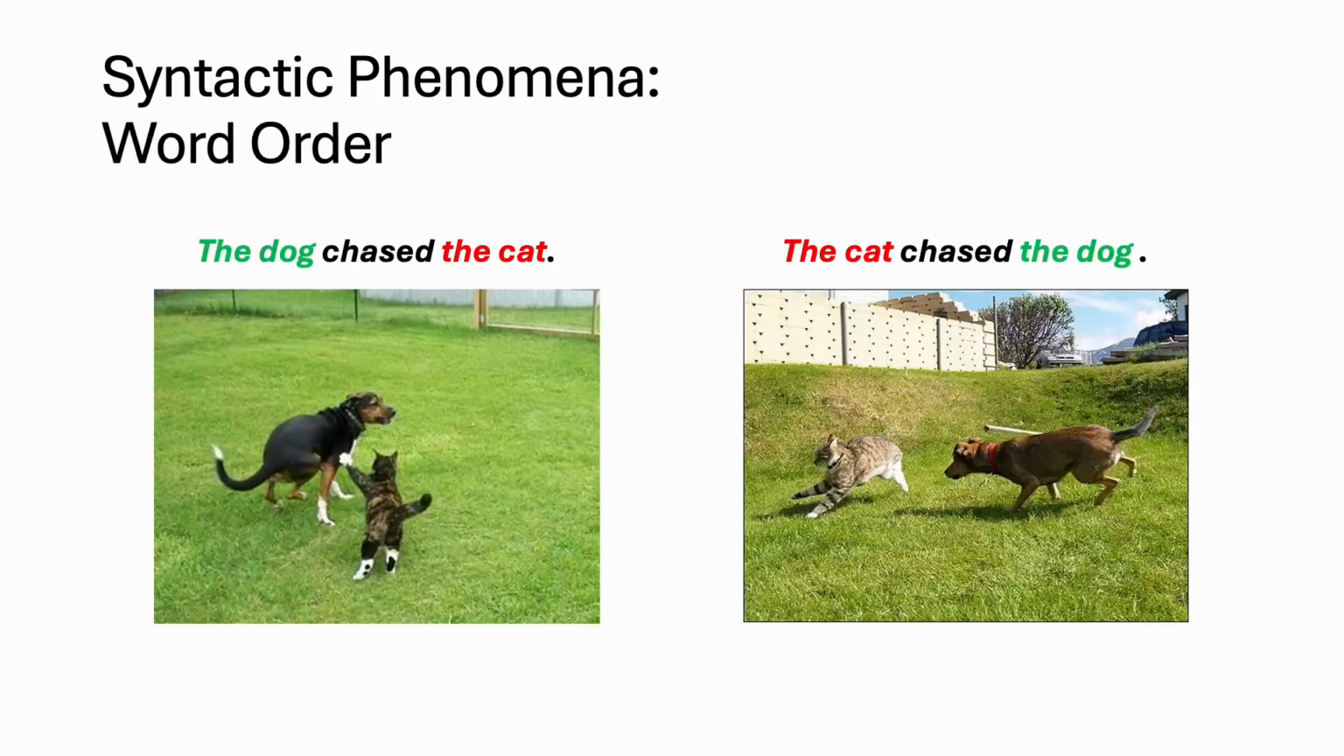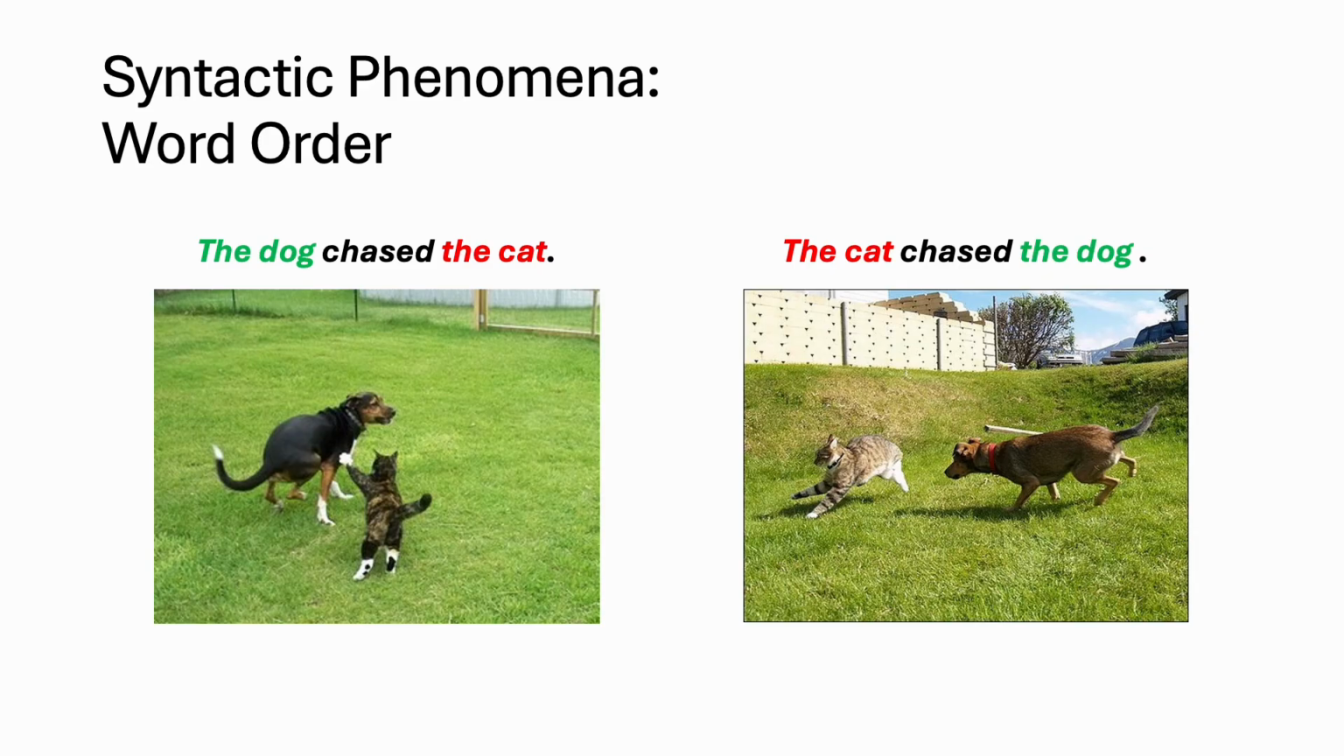So here we've got two sentences. The dog chased the cat, and the cat chased the dog. In both of these, we can see who is doing what to whom. In the dog chased the cat, the dog is doing the action of chasing, and the cat is what he is running after. In the cat chased the dog, we can see that it's the cat who is doing the action of chasing, and the dog who is being chased.